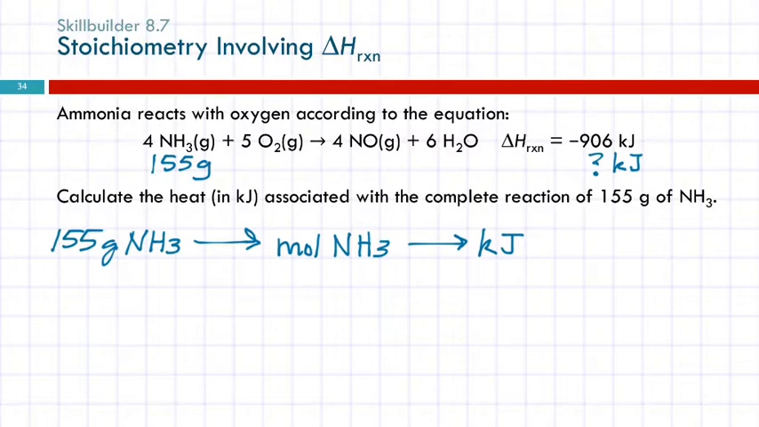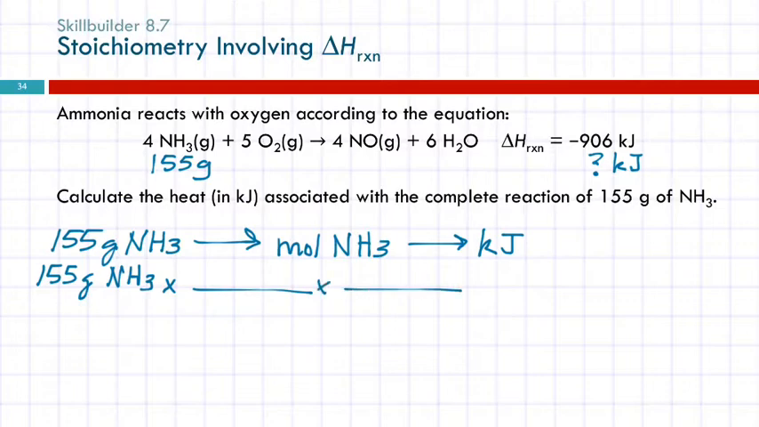Once we have the path, we can write the equation. So 155 grams of ammonia. Each arrow represents a conversion factor. There's 2 arrows, so there's 2 conversion factors. Grams of ammonia to moles of ammonia to kilojoules. So those are the units that go in the numerator. Grams of ammonia to moles of ammonia to kilojoules.